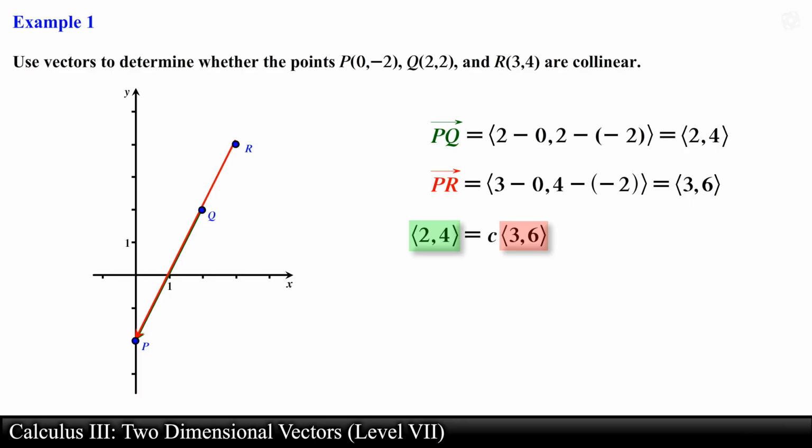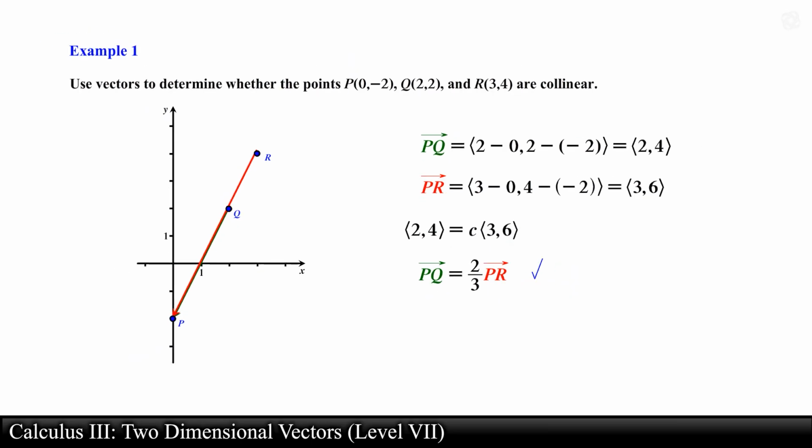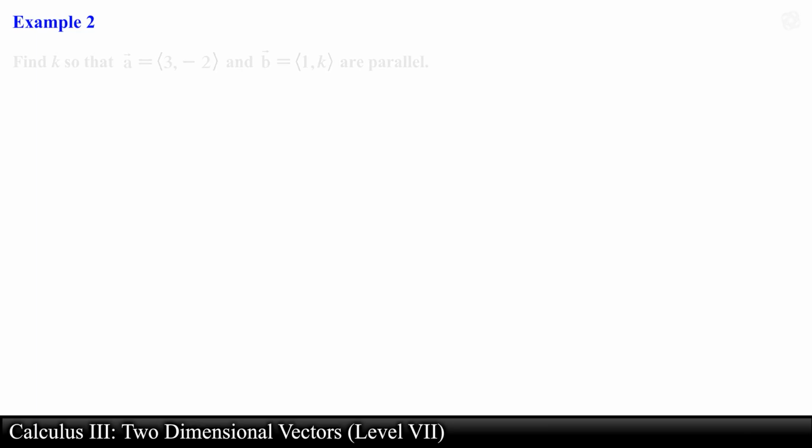Looking at the vectors, we see by inspection that they are indeed parallel to one another, since vector PQ is 2/3 of vector PR. Hence, both vectors are parallel, and we used a common point to form the vectors, in this case, point P, which means that the points are indeed collinear. Alright, let's try the next example.